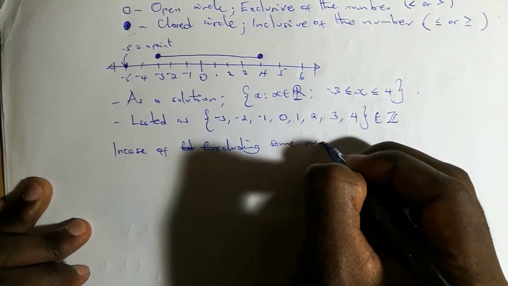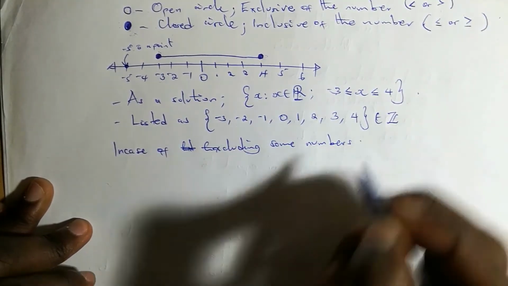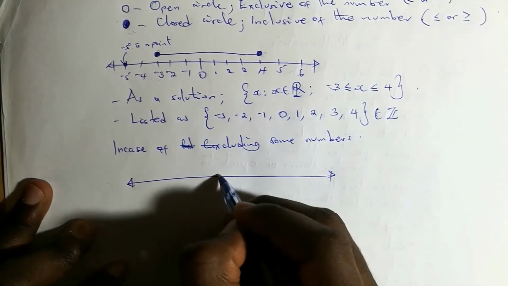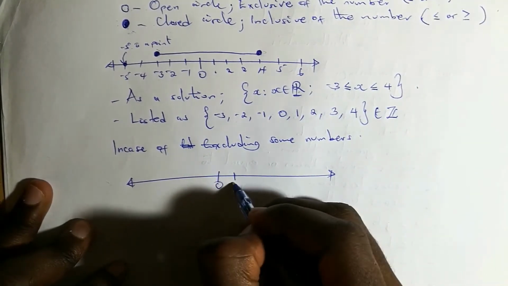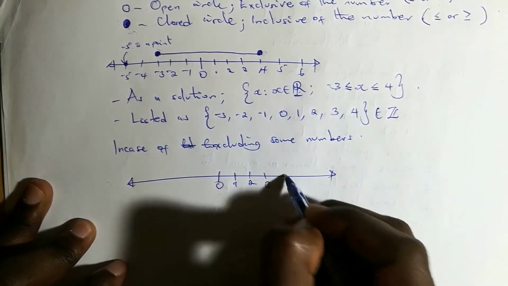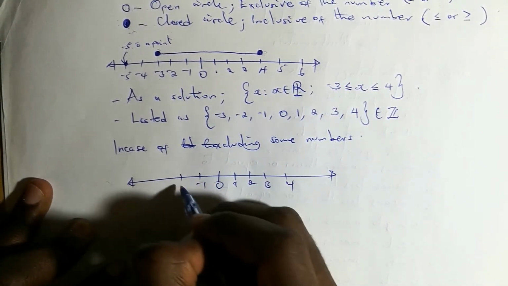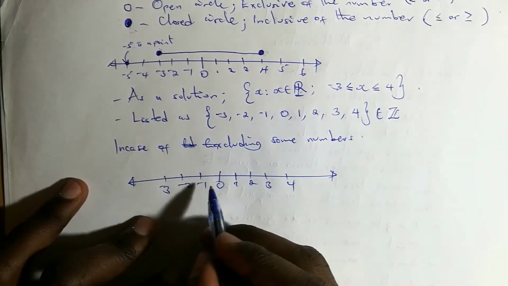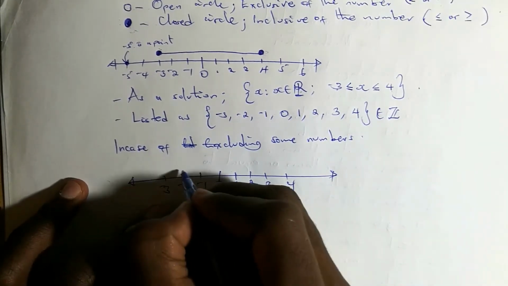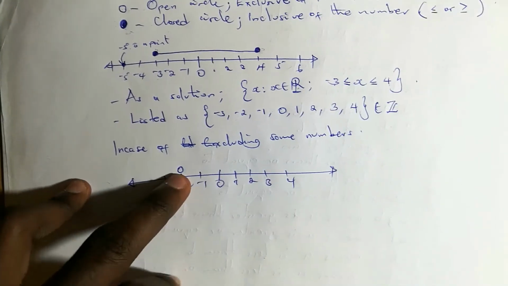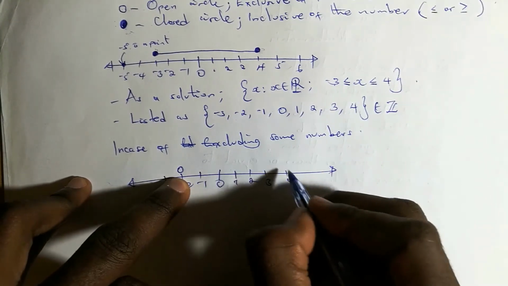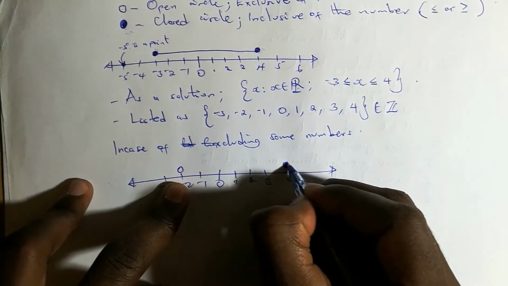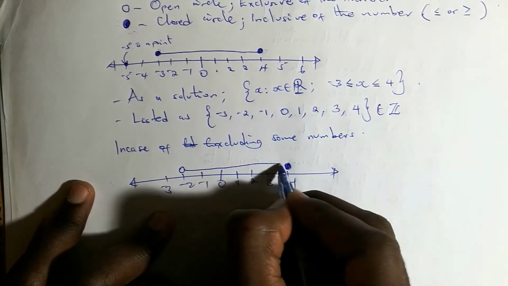Excluding some numbers, I still use that same case of the number line: 0, 1, 2, 3, 4, -1, -2, -3. Let's say at -2, but we don't want to include -2. And let me say at 4, but we want to include 4. We make it closed, and we just join those two points.